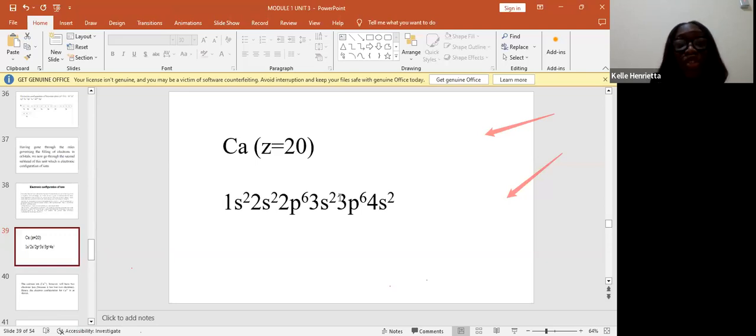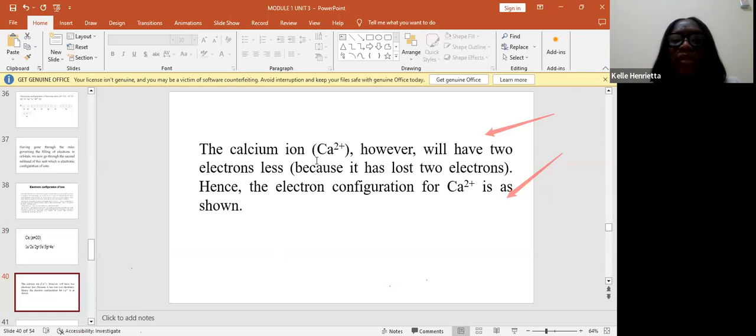Now, calcium is in group 2 of the periodic table. When it loses electrons, it loses 2 electrons. So if it has 20 electrons and it loses 2 electrons, it will now form its cation. Its cation, which is Ca2+, has 18 electrons because it has lost 2 electrons.